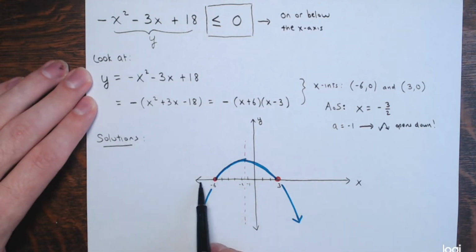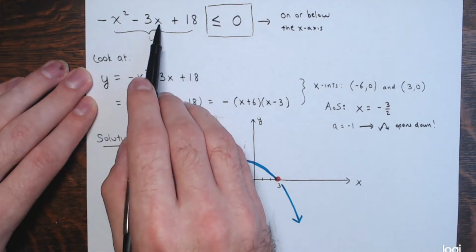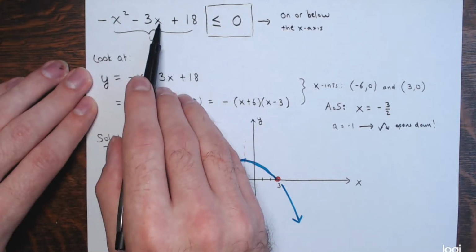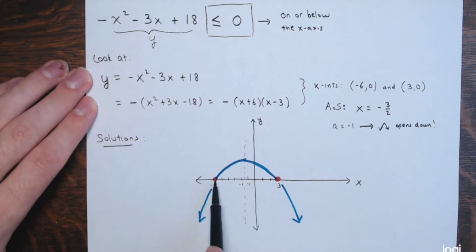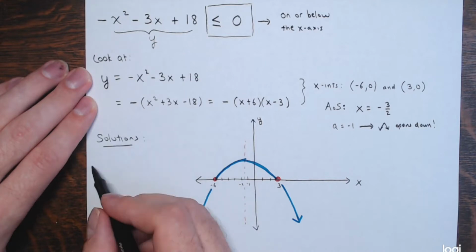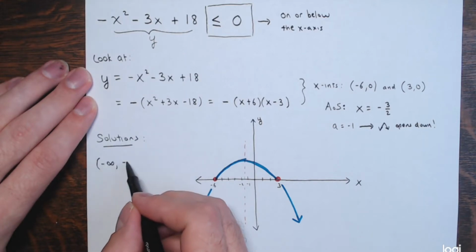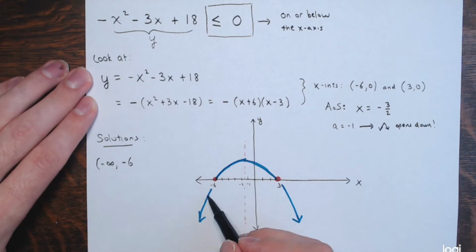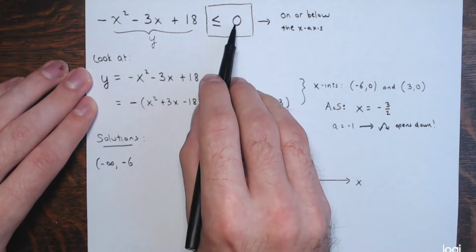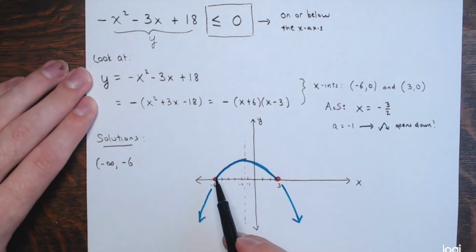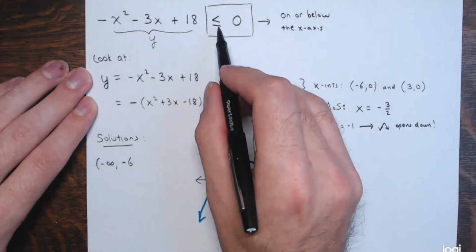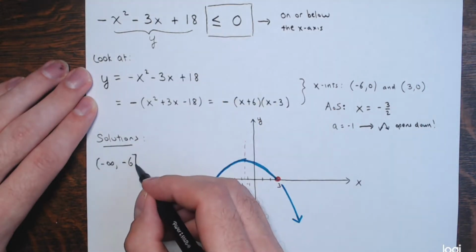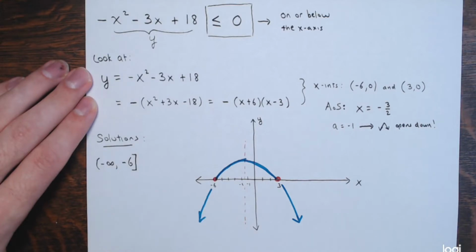I'm only focusing on the x-axis though, right? My solutions need to be values of x for the original inequality. What values of x make that a true statement? So going left to right on the x-axis, from negative infinity up to negative 6, the y values are less than 0. They satisfy the less than 0 part. But then negative 6 itself is also a solution because it makes the y value equal 0, and that satisfies the equal to part. So I'm putting a bracket on negative 6.